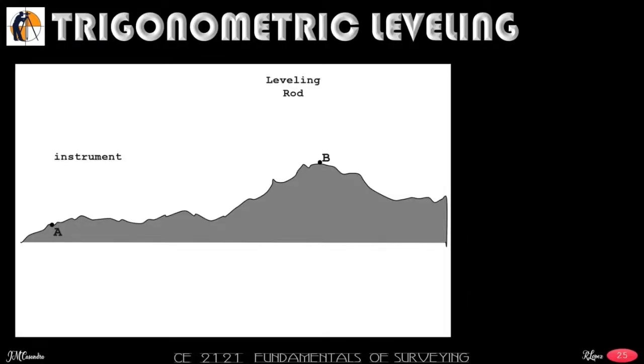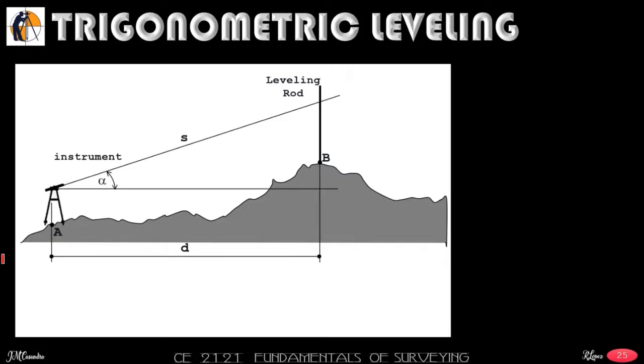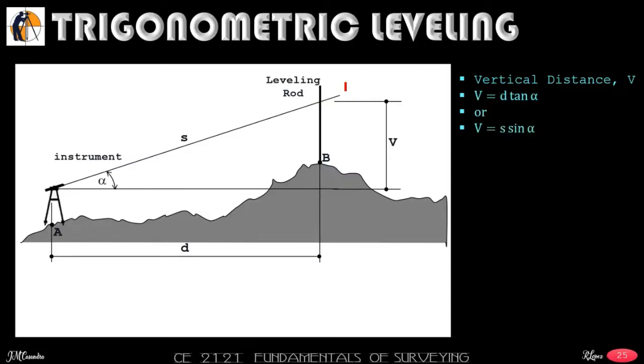So, let's say we have here points A and B, at which point A is the location of your instrument and point B is the location of your leveling rod. From here, we are able to get your horizontal distance D and your slope distance S. With this, we will be able to compute the vertical distance between the height of instrument and your point B. So vertical distance V can be computed as D tangent of alpha, or V equal to sine alpha times S.